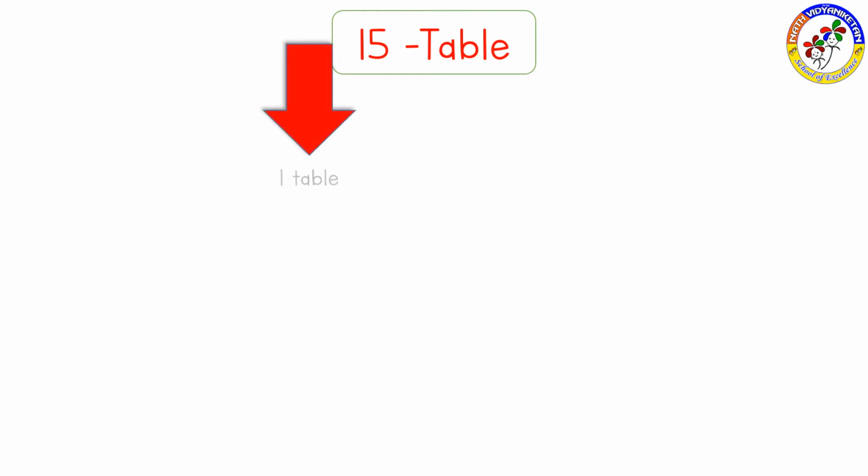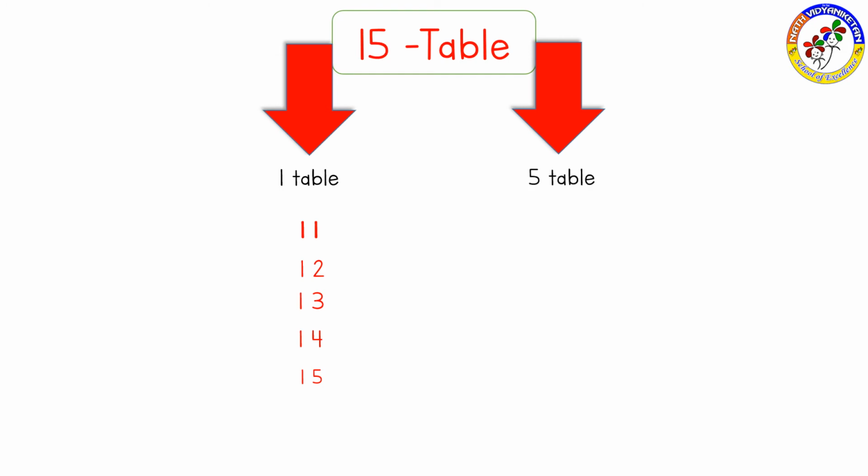Now let us go to the 1 table from the 11th step. So as it is, 1 11 is 11. 1 12 is 12. 1 13 is 13. 1 14 is 14. 1 15 is 15. And on the right side, the 5 table from the 11th step. 5 11 are 55. 5 12 are 60. 5 13 are 65. 5 14 are 70. 5 15 are 75. Now let us use the trick.